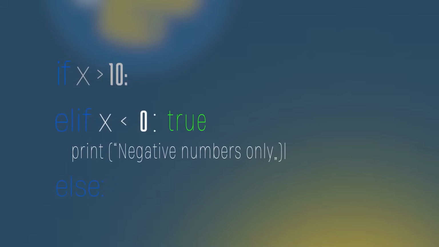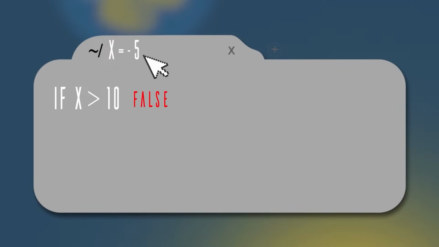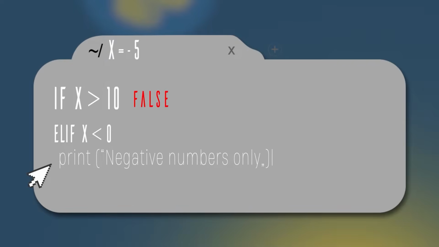Let's see one example in the code above. Let's suppose that x stores the value -5. The if condition won't be true because -5 is not greater than 10. Then we will skip the if block and go to the elif block. Now we're going to check if this elif condition is true. Since -5 is less than 0, we will print negative numbers only. After that, we won't see the else condition because we already found our right condition.